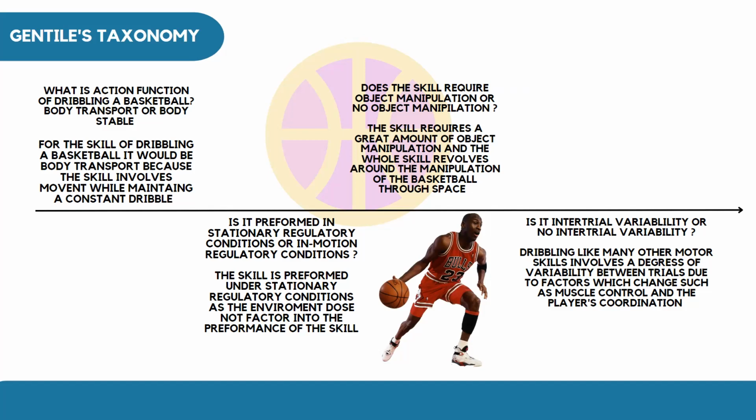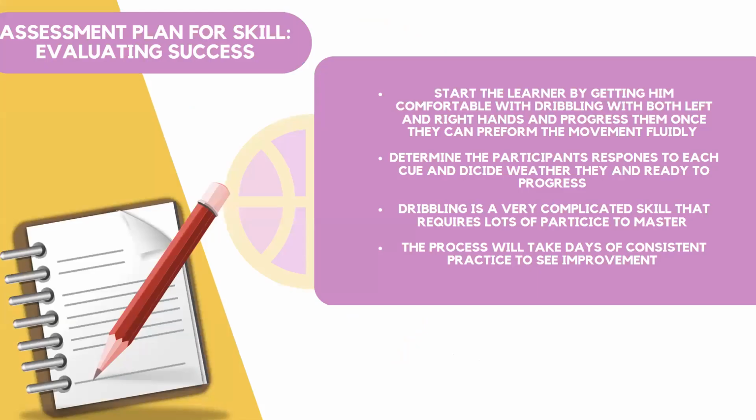Is it performed in stationary regulatory conditions or in motion regulatory conditions? The skill is performed under stationary regulatory conditions, as the environment does not factor into the performance of the skill, unless maybe you're outside, but that's a whole other story. Is it intertrial variability or no intertrial variability? Dribbling, like many other motor skills, involves a degree of variability between trials due to factors which change, such as muscle control and the player's coordination.